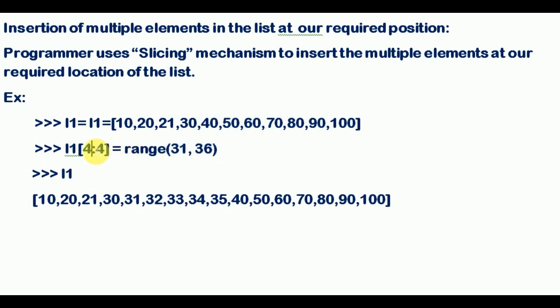Why? Because we have the starting range of 4th index number. So where is index number 4? So that is 1, that is 2, that is 3 index number, and that is 4th index number. So after the 4th index number the value will be inserted given in the range method. Okay, so that's why we got this answer.